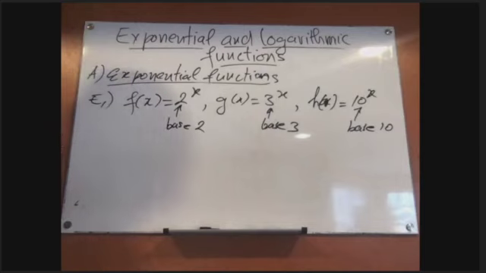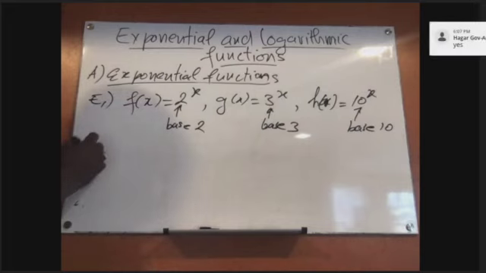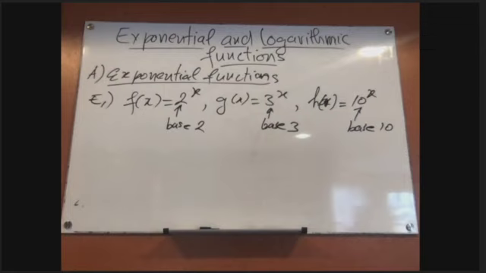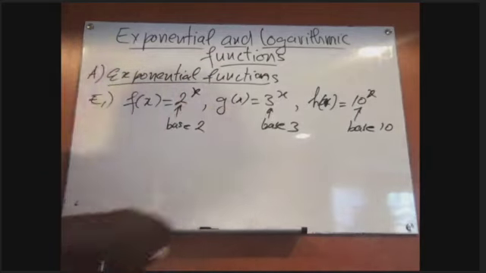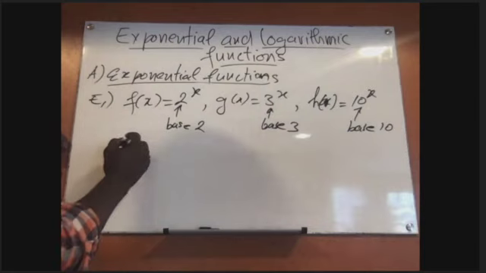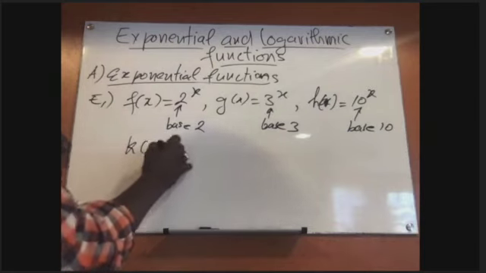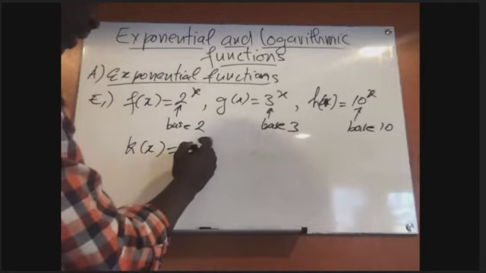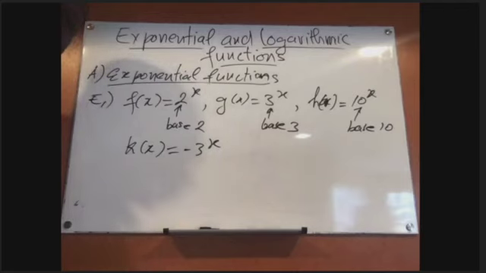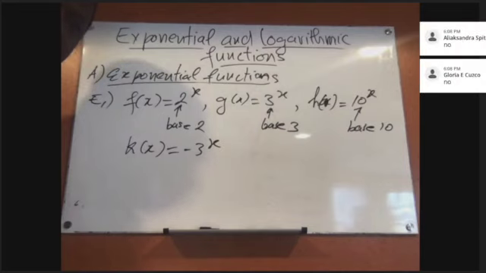So can I erase this here? All right, you want to write down underneath this: graph of exponential function. So those are all exponential functions. But I'm going to give another function here, for example, k of x equals negative 3 to the x. Is this an exponential function? Why do you say no?